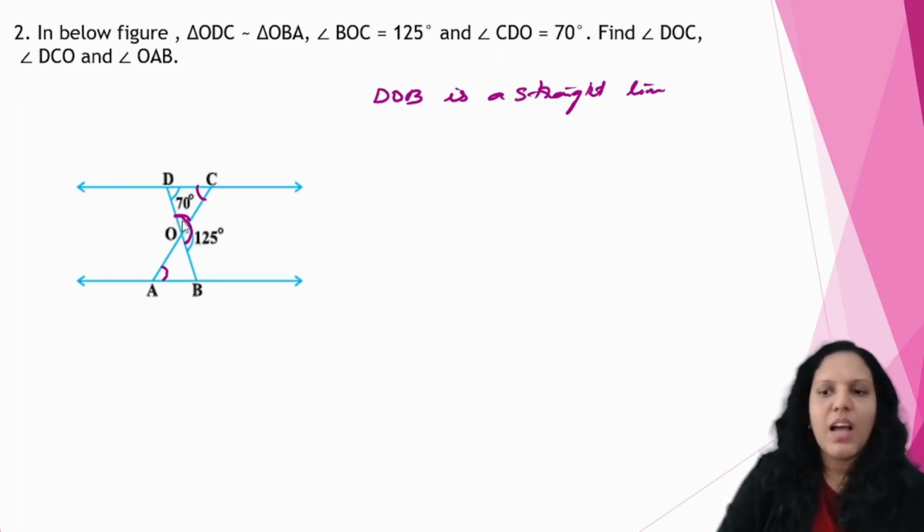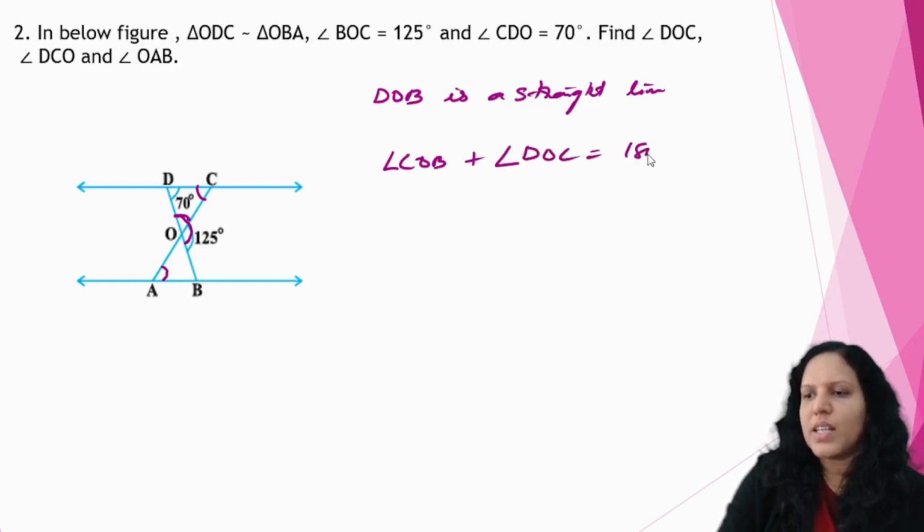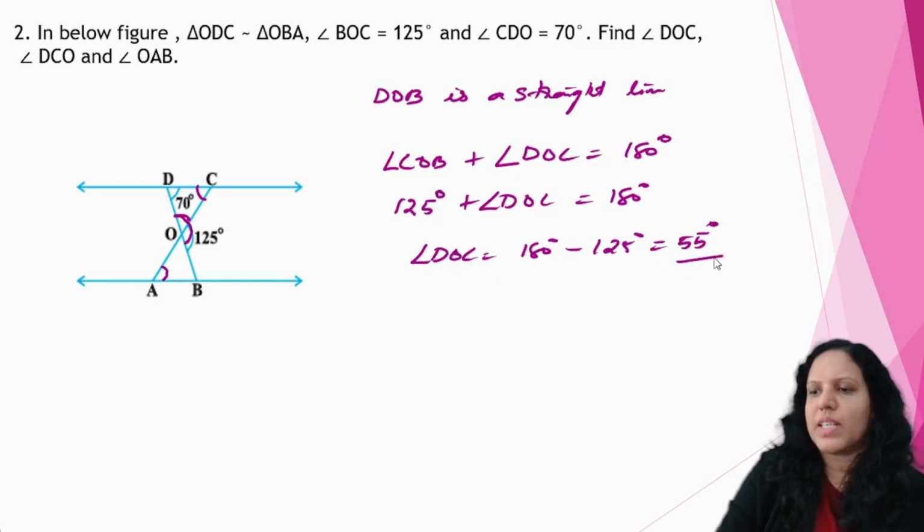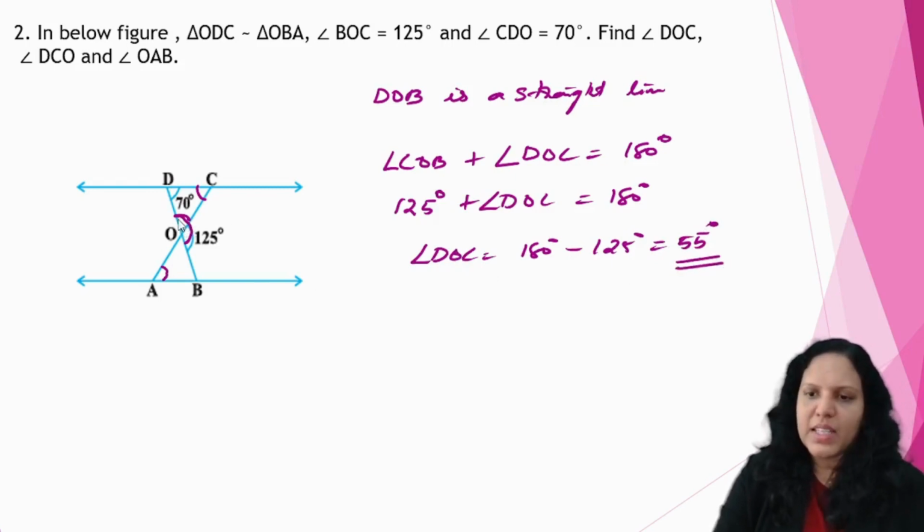So we can easily find the angle at O. That is angle COB plus angle DOC equals 180 degrees. Angle COB, which is given, is 125 degrees, plus angle DOC equals 180 degrees. Angle DOC equals 180 degrees minus 125 degrees, which is equal to 55 degrees. Okay. So angle DOC equals 55 degrees.